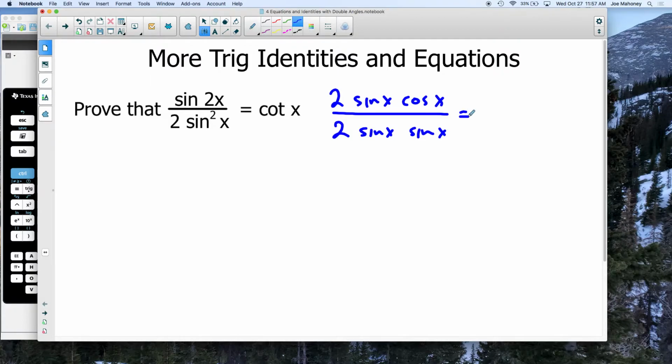Now, what we'll notice is that when we cancel some things out, the 2's cancel. One of the sines on bottom cancels with the sine on top. And I'm just left with cosine x over sine x. And we know from our previous work that cos x over sine x is equal to cotangent x. So we've shown the left side equals the right side. That makes us happy.